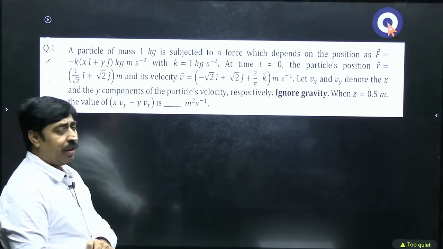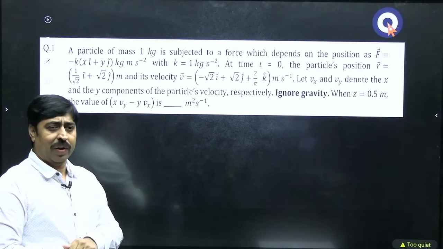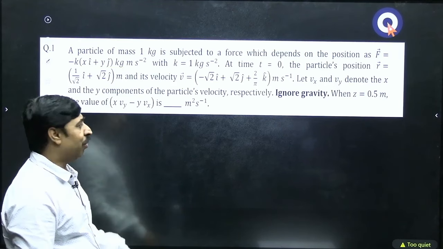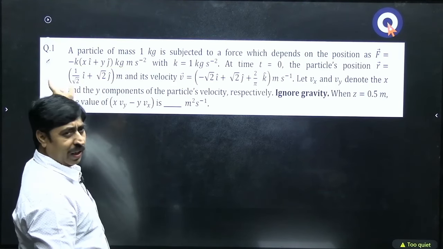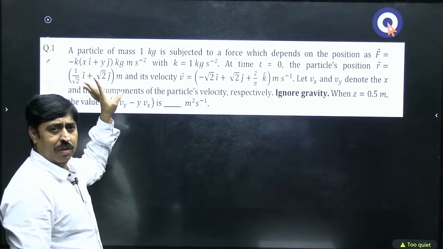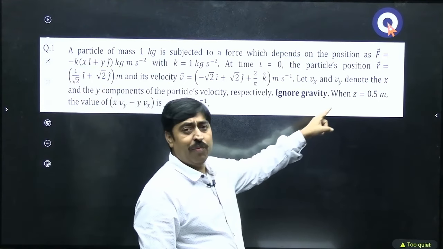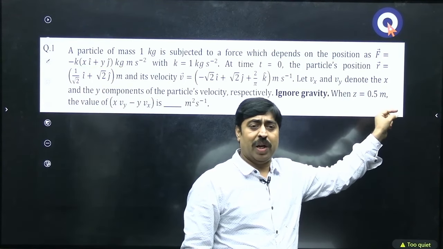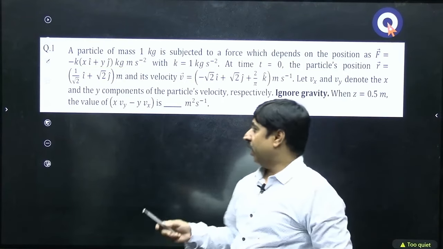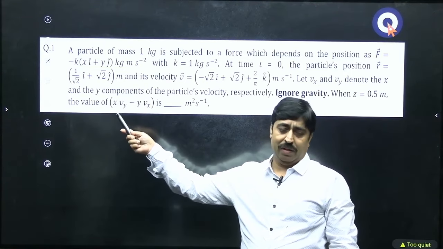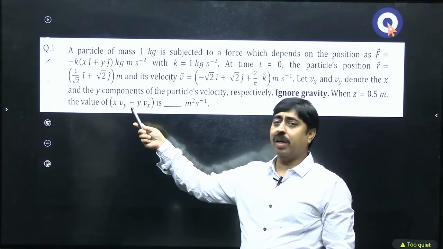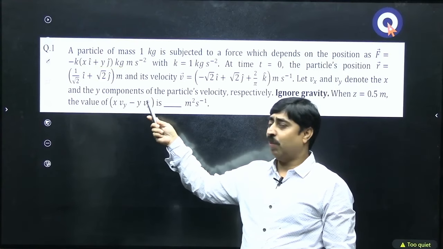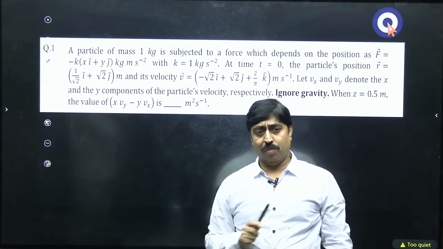The question says ignore gravity. There is no gravity. That means the question is basically telling you that there is one and only one force acting on this particle, and this is the force. At the time when the z coordinate of the particle becomes 0.5, find the value of this number: x coordinate of the particle into the y component of velocity Vy, minus the y coordinate of the particle into the x component of velocity.